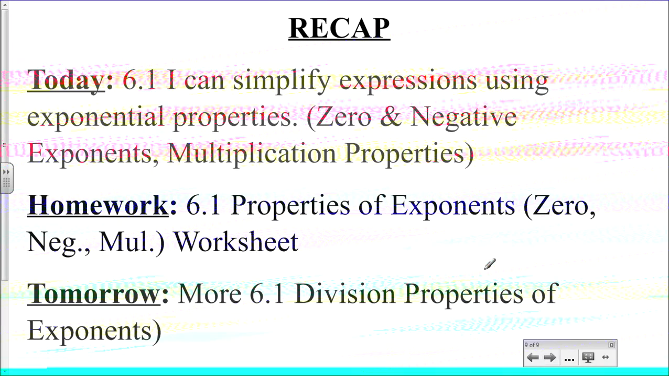So still working on 6.1. We focused on mixing a bunch of properties together today. Tomorrow, we're going to work on division properties or quotient properties. And then you have 1 homework assignment for today. So if you have any questions, go back and use the video or raise your hand. Make sure you speak up, say something. Show us those guided practice problems when you're done, and then you can get to work on your homework.